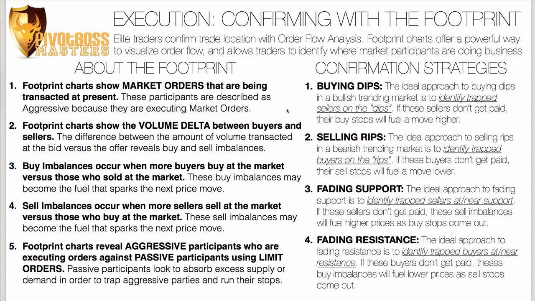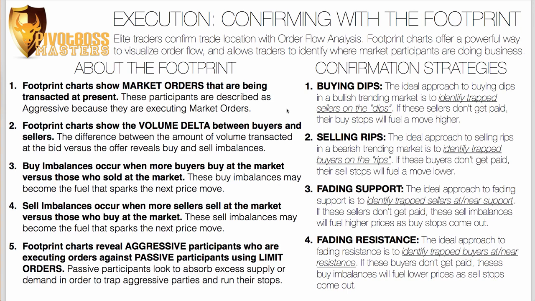So again, these imbalances can show us where the market participants are doing business, and then it's up to us to judge whether they are getting paid or not. If they're not getting paid, it's time to hunt the stops. If they are getting paid, then maybe it's time to join the party. So that's buying dips and selling rips. Very, very simple. And again, that's all you need to know with confirming those types of moves.